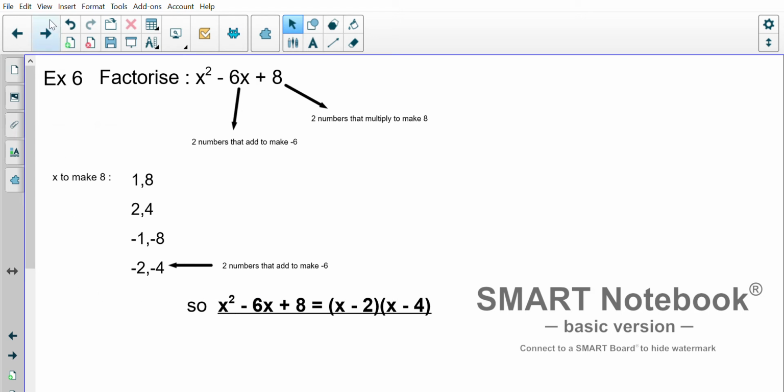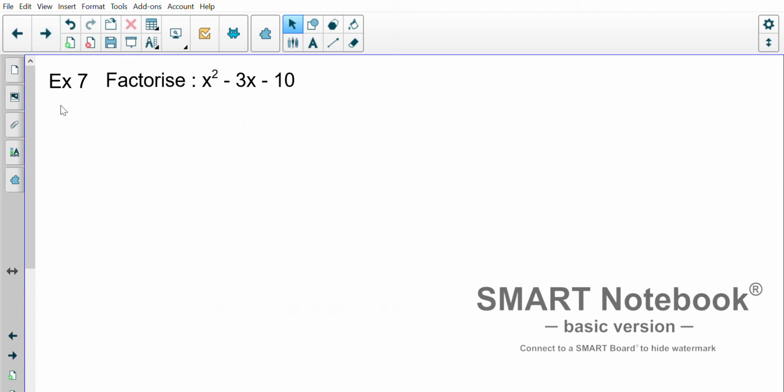Okay, moving on to this one. Slightly different again. The negative numbers, of course, are there. You've got a minus 3x and you've got a minus 10 at the end. The method hasn't changed, we're still looking for two numbers that add to make minus 3. However, at the end here, we're looking for two numbers that multiply to make minus 10.